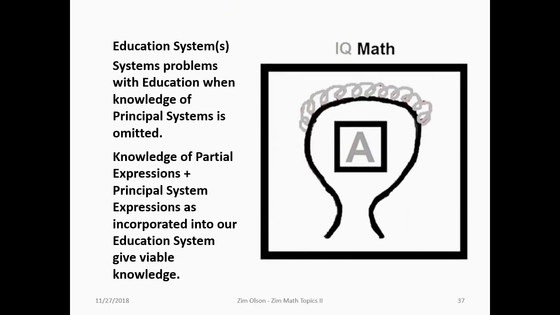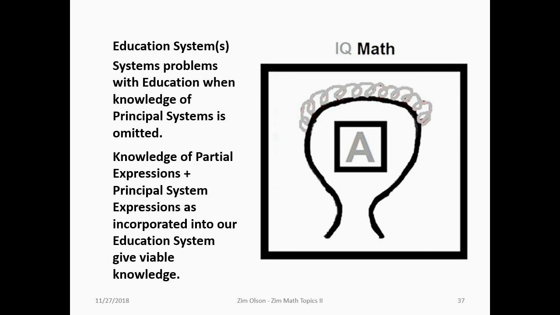This topic is titled Education Systems. Systems problems with education when knowledge of principal systems is omitted. Knowledge of partial expressions plus principal system expressions is incorporated into our education system to give viable knowledge. I perceive systematic problems with education systems, as I described just now.